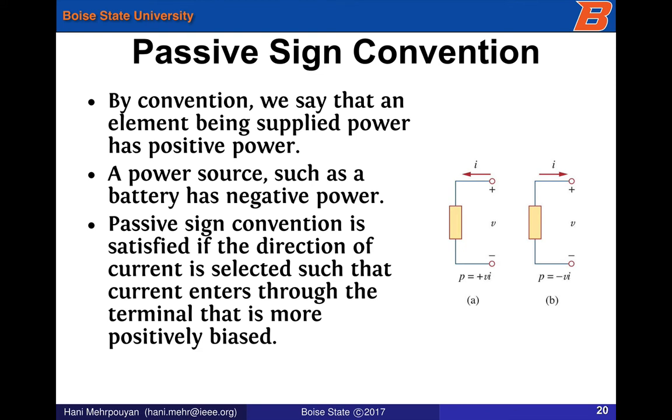So conventionally, what we say is that an element that is being supplied with power has positive power. So for example, a resistor that actually uses power has positive power, and an element that is actually generating power has got negative power. So a battery would always have negative power, and this is referred to as a passive sign convention. It's not so important, but basically if the I is moving into the positive terminal and coming out of the negative terminal, then you have a positive power because power is being consumed, and if power is being generated, the current is coming out of the positive terminal and is going into the negative terminal.